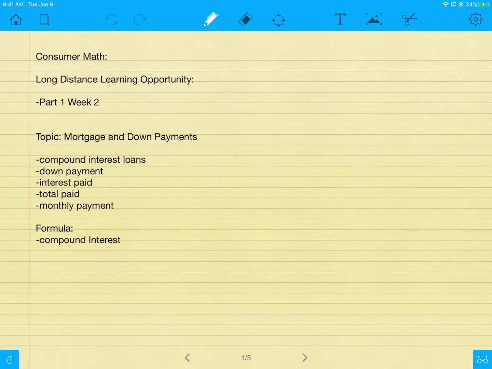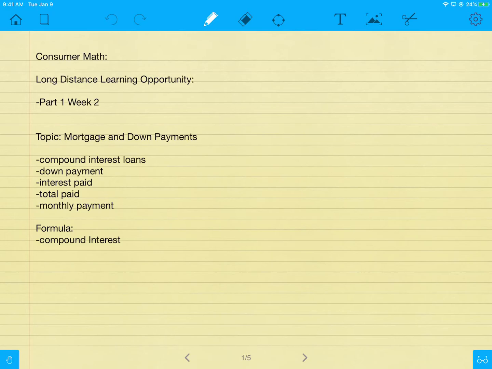But again, this is Part 1 of Week 2 now. I'm going to continue with the same format where we're going to do a video and then I'll submit out a Google form or put some worksheets in the office if you want to go pick some up. Again, these are just opportunities. They're not obligations. They're not graded. Just for you to practice and continue your education, just a different format. The topic this week is going to be mortgages and down payments. So that's what we're going to be looking at.